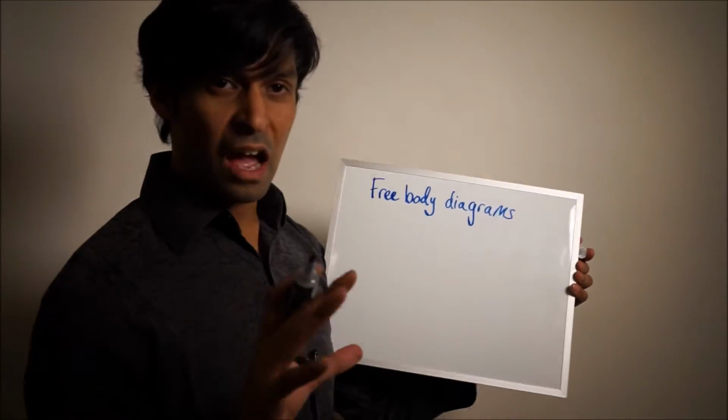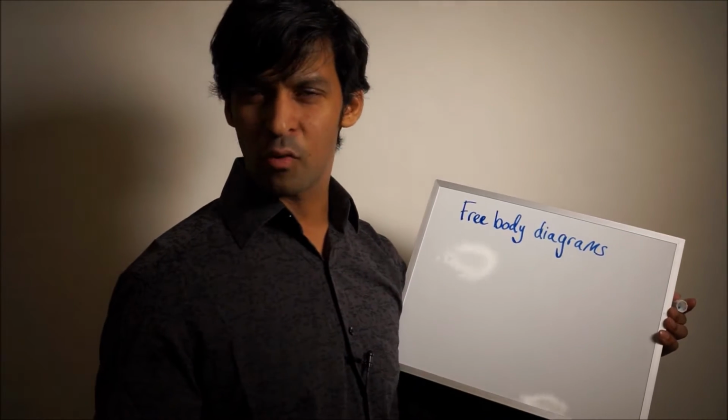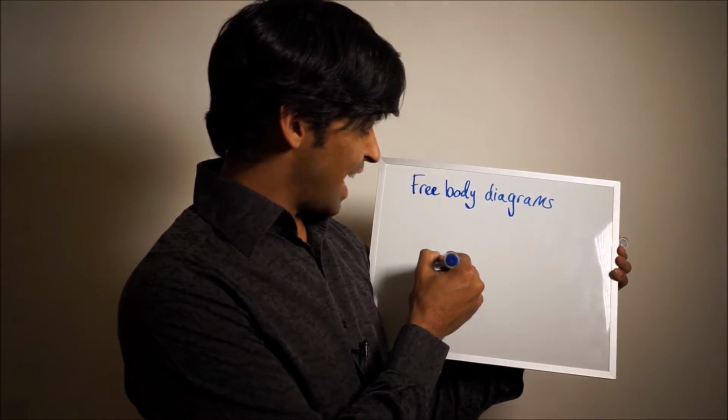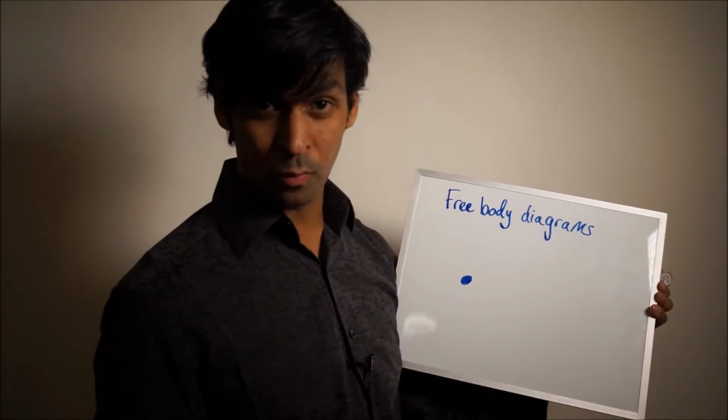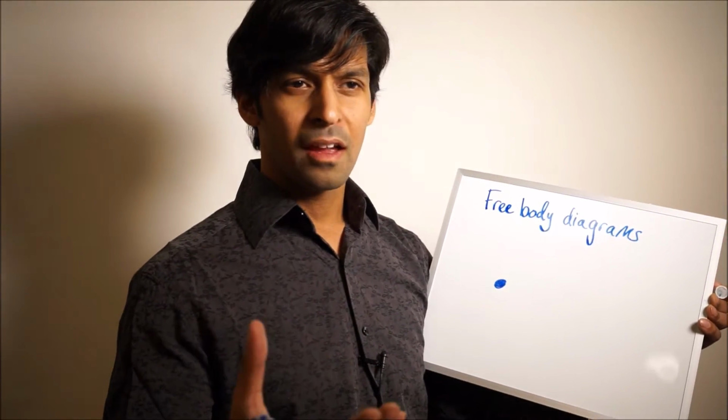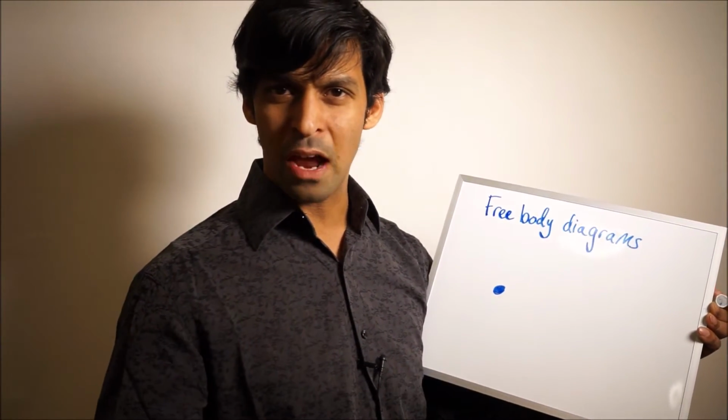Today we're going to be talking about free body diagrams. Now, a free body diagram is a representation of the forces acting on an object. So let's have a look at some examples. Now, rule number one with free body diagrams is it doesn't matter what object it is, it is represented by a dot in the middle, okay?